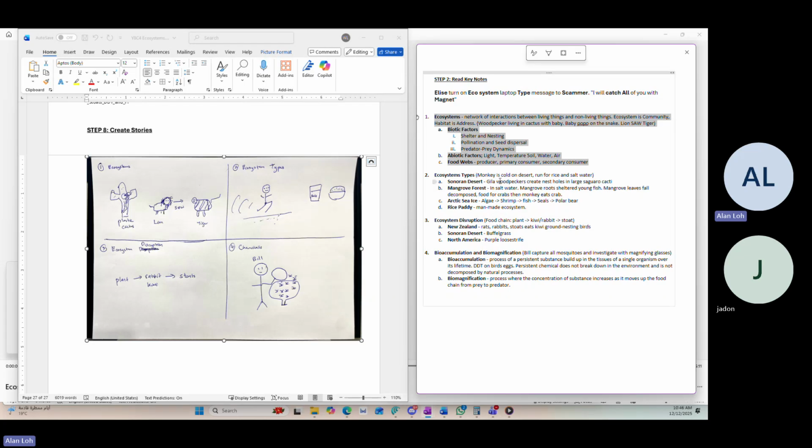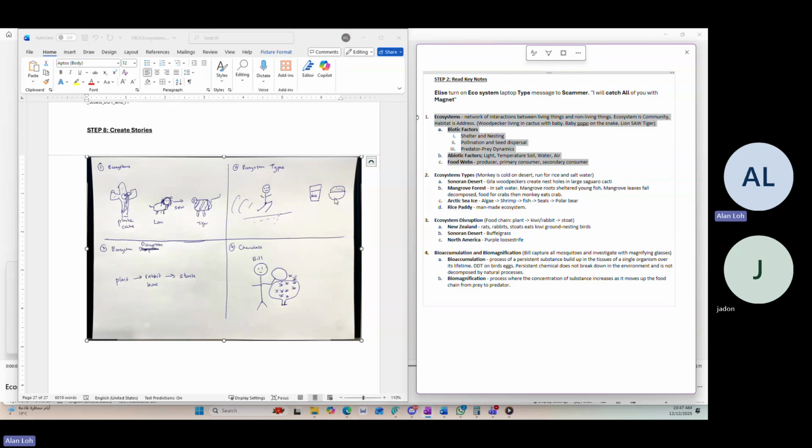Drawer number 2, ecosystem. Monkey is cold on desert. Run for rice and salt water. Okay, so this is the monkey. I'm not a good artist, so imagine that it is a monkey. Monkey is cold and he runs on the desert. Run to what? Run to get salt water and rice to eat.